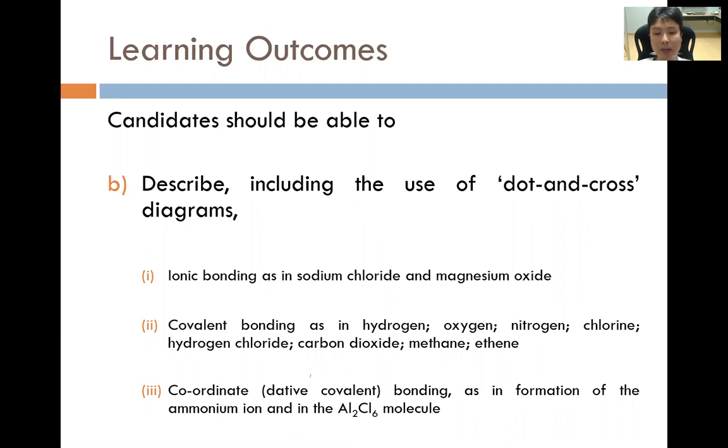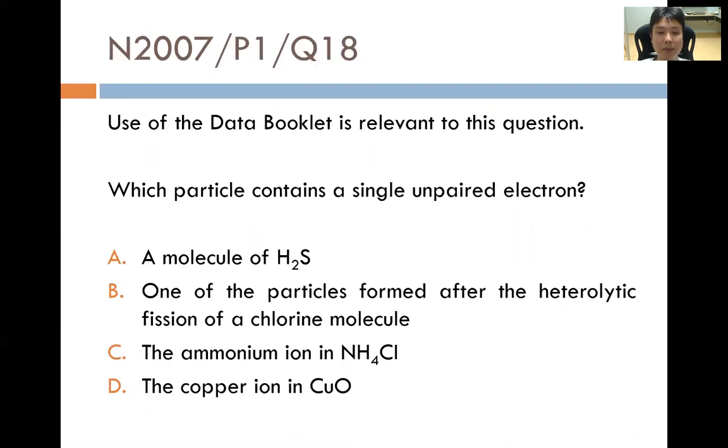Okay, so let's look at the questions that specifically test on these 2 learning outcomes. November 2007, paper 1 question 18. Use of the data booklet is relevant to this question. Which particle contains a single unpaired electron?